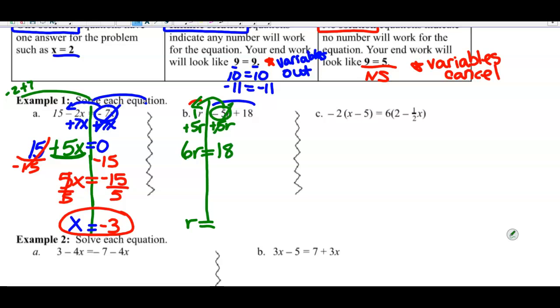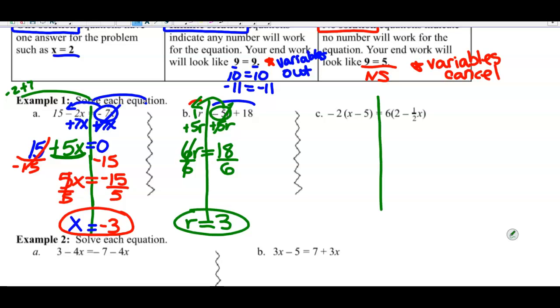Equals 18. What's nice is I'm only left with a one-step equation. So at this point, I don't have to get rid of addition or subtraction. It says 6 times R. I'm going to divide by 6, divide by 6. And then what happens is 6 goes in there, that cancels out, and I get R equals 3. So positive 3. Okay, let's look at our last example here.